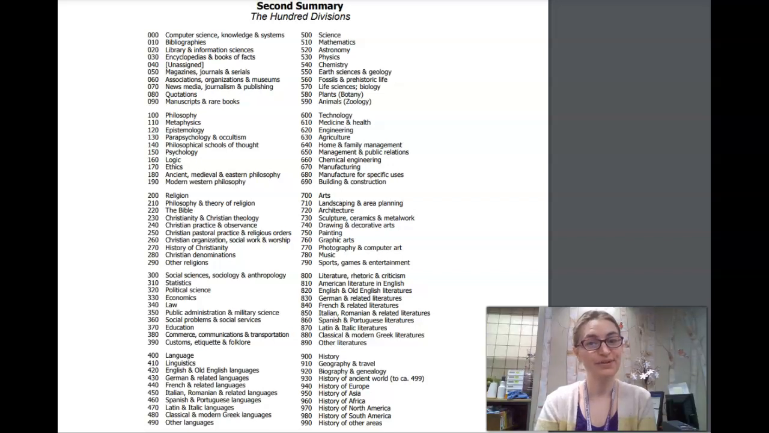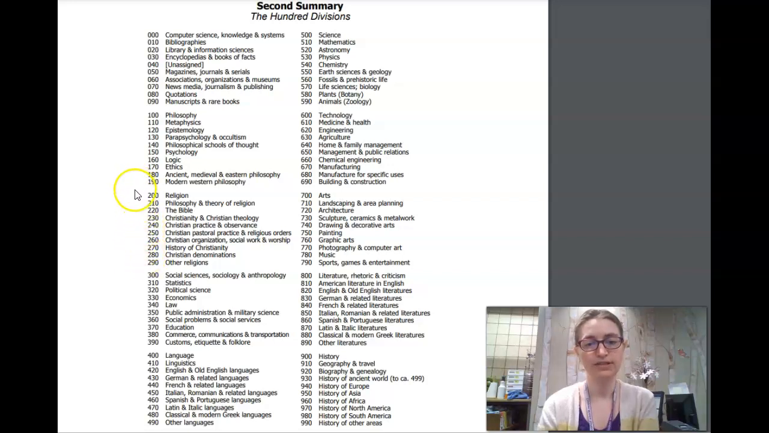Now we are going to make some inferences based on what patterns you have observed when looking at the Dewey Decimal Classification summaries. So I'm going to go through an example for you so you kind of see what we're looking at. So when I look at the second summary, you can do this from any of the summaries.